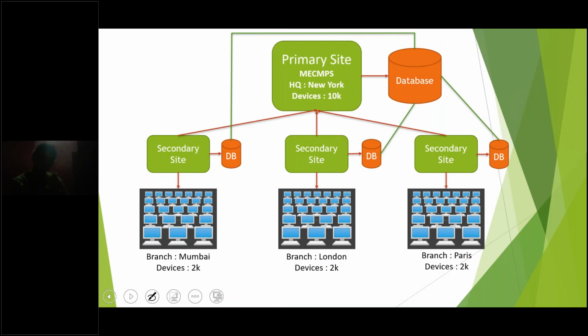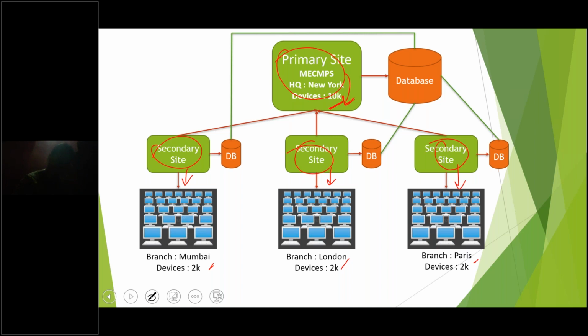99% of the time this kind of architecture is implemented in companies. So you will have a primary site in headquarter. Let's say you have 10,000 devices in New York. All those 10,000 devices will be managed by the primary site. But what about the devices in Mumbai, London, Paris, means the devices in branch offices? Who will manage those devices? Those devices will be managed by secondary site. Primary will be managing devices in headquarter, and secondary will be managing devices in branch offices.